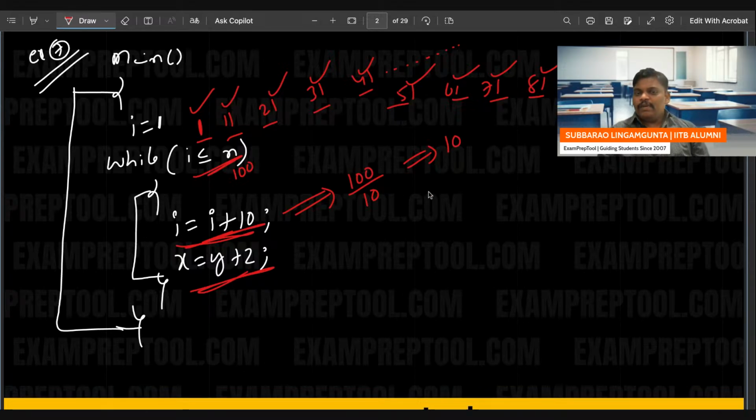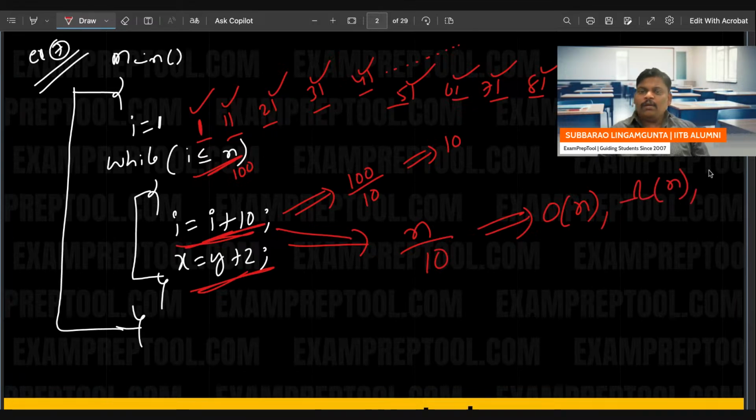So n is given, n by 10 times. N value 100, 100 by 10. Forget about the constant, it is big O of n. Big O of n can be written as omega of n, omega of n can be written as theta of n. All three are correct. The answer is actually n by 10.